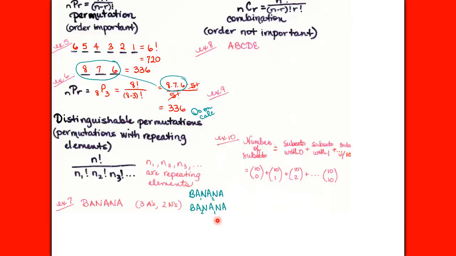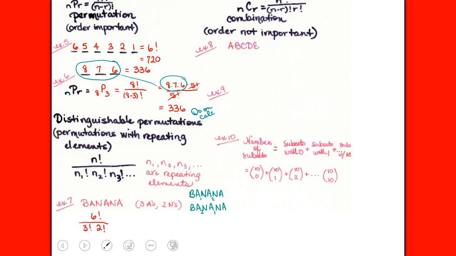So I'm going to start the same way that I did up here at the top. In example number 5, I had 6 things to choose from, and I was choosing all 6. That was 6 factorial, right? I'm going to start that same way. I have 6 to choose from, I'm choosing all 6, so it's just going to be 6 factorial in the numerator. But in my denominator, I'm going to divide out that repetition. The denominator down here will be the repeated elements. Because I had 3 A's and 2 N's, I'm going to divide by 3 factorial and 2 factorial, and that will take care of that repetition.